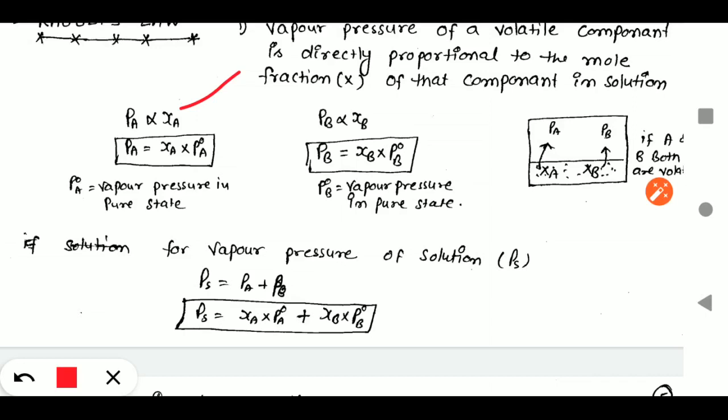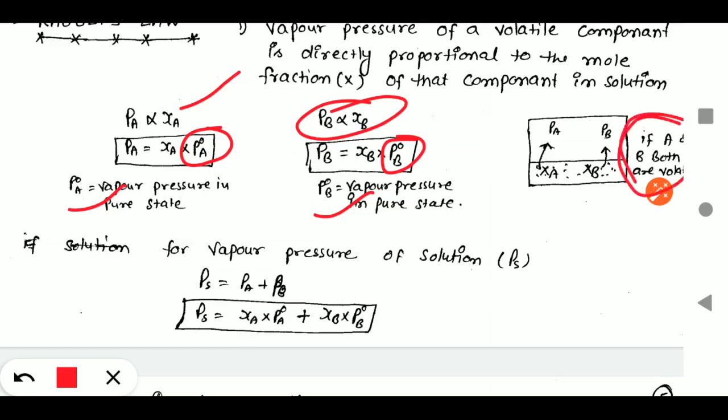Look here, so PA is equal to XA, directly proportional to XA, but I placed P naught A. It was the vapor pressure in the pure state. Similarly, for this I put P naught B, that is the vapor pressure of component B in pure state. Is it clear? और ये कब कंडीशन है?